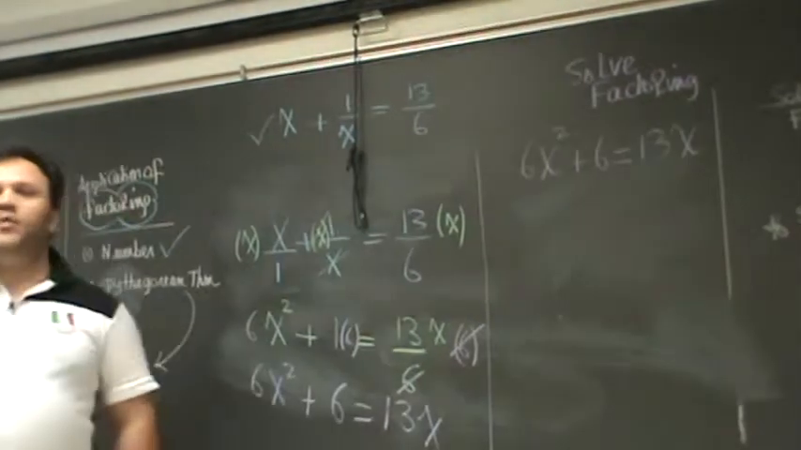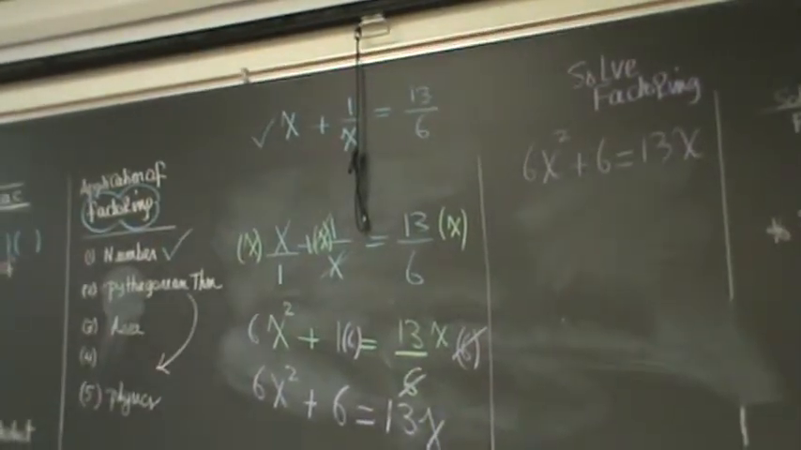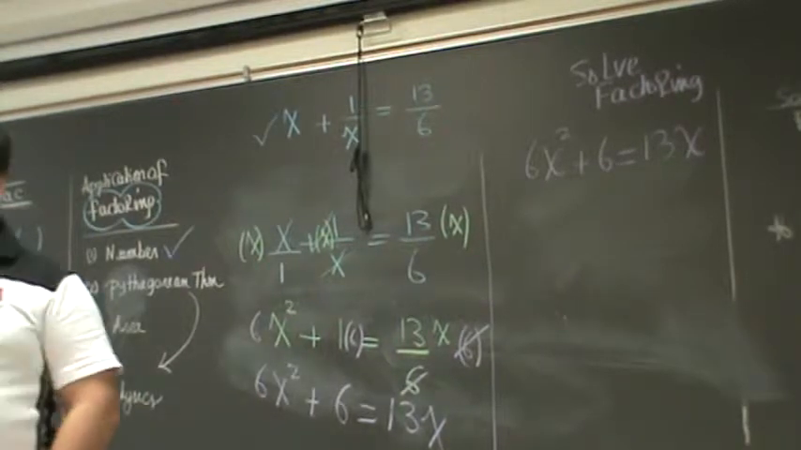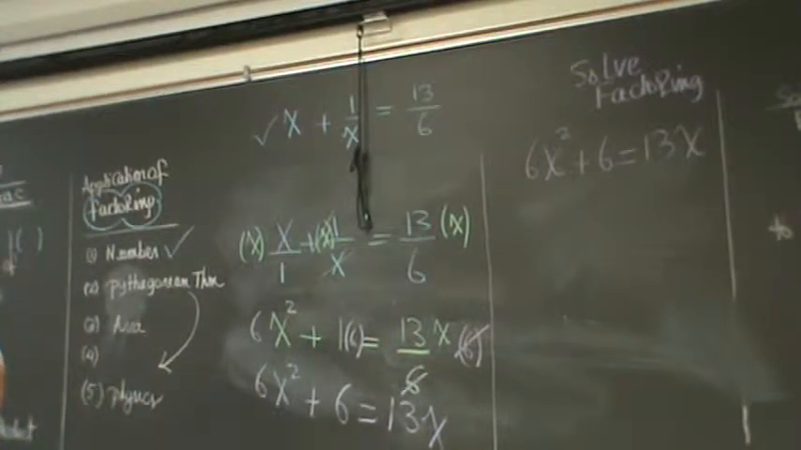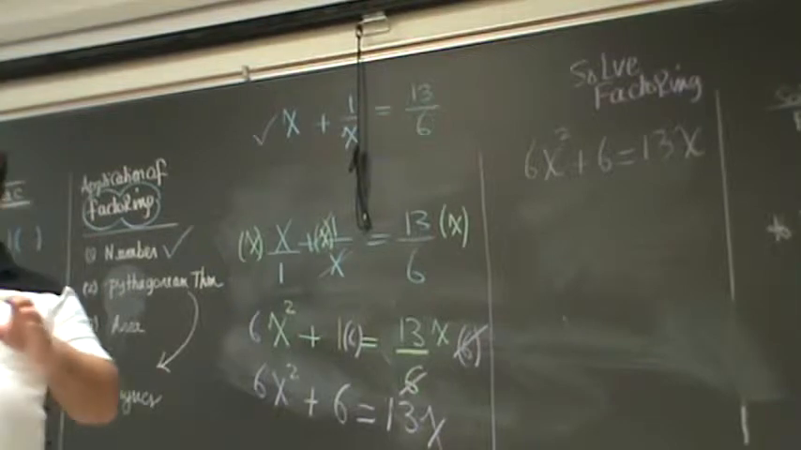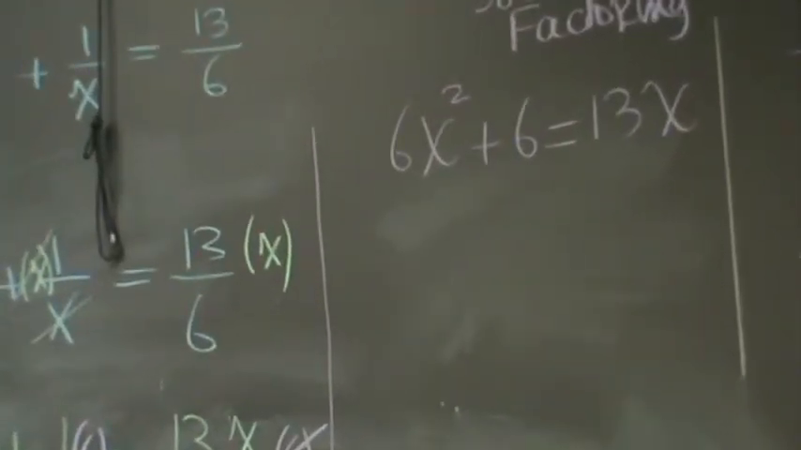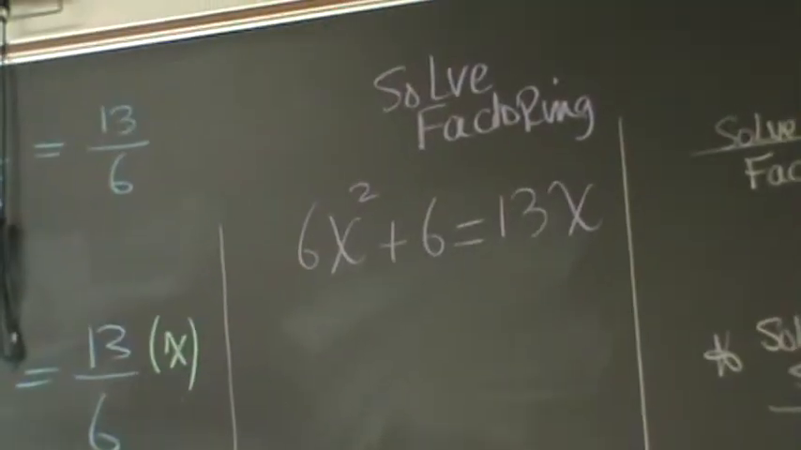What would I do if I wanted to solve it by factoring? Is this ready to be solved by factoring? What would I do then? Move 13x to the left, then it equals 0. Because one of the fundamental requirements when we try to solve by factoring is that the right side has to be 0. If it's not 0, we are not ready.